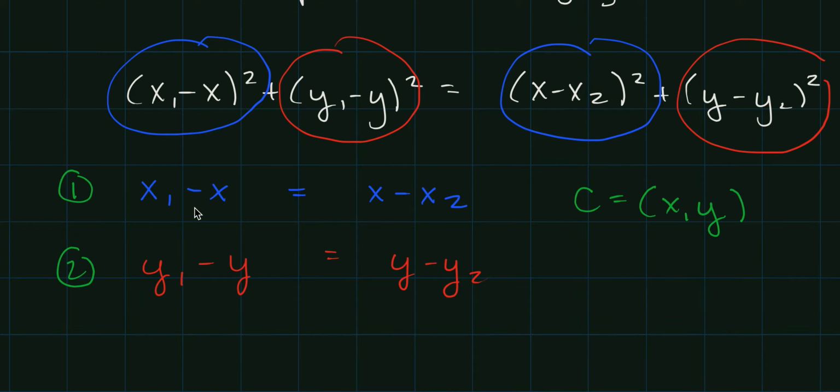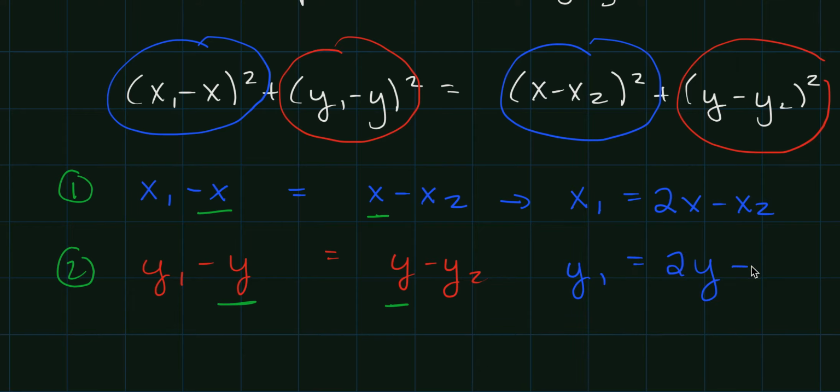So what I'm going to do is move this x. I can move it to this side, or I could move this one over here. I'm going to move this one to this side by adding x, and I'm going to add y to both sides. By doing that, let's see what we get. So I get x1 is equal to 2x minus x2. And then I get y1 is equal to 2y minus y2. And now let's solve for x and y.